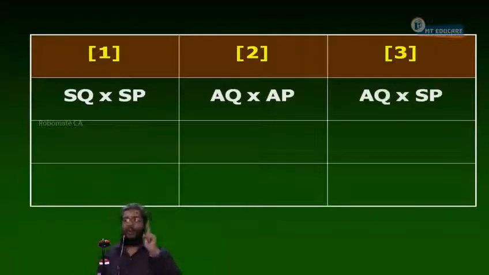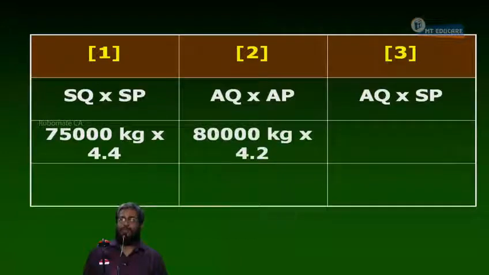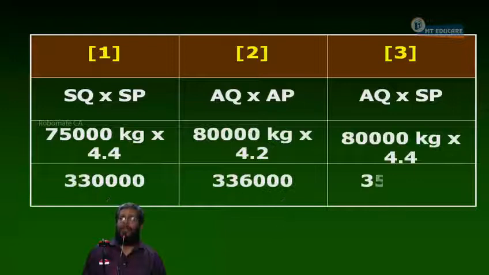The standard says 1 unit of output, how many kg allowed? 3 kgs. How many units I produce? 25,000. How many kgs allowed? 75,000. 75,000 kgs allowed at how much price? 4.4. Actually, how many kgs I purchased? 80,000 at 4.2. And the third is AQ into SP, which is 80,000 into 4.4. In other words, I am allowed to spend how many rupees? 3,30,000. I spent how many rupees? 3,36,000. Overspent or underspent? Overspent. How much is overspent? 6,000 adverse is the cost variance.